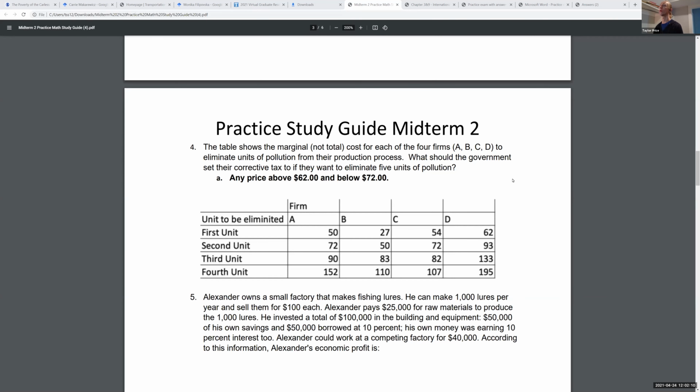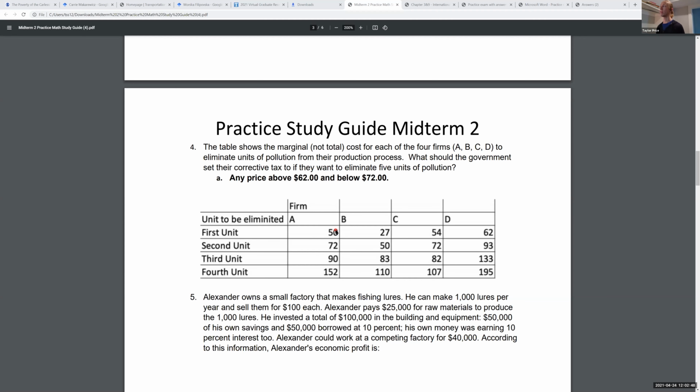Okay, so for number four, you're given a table, and then the table is basically showing you the marginal cost for each firm to eliminate 1 unit of pollution from their production process. So basically, just to say what that process looks like, for example, for firm A to eliminate their first unit of pollution, it's going to cost them $50.